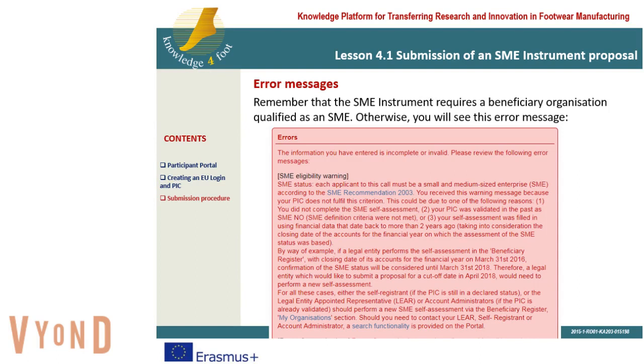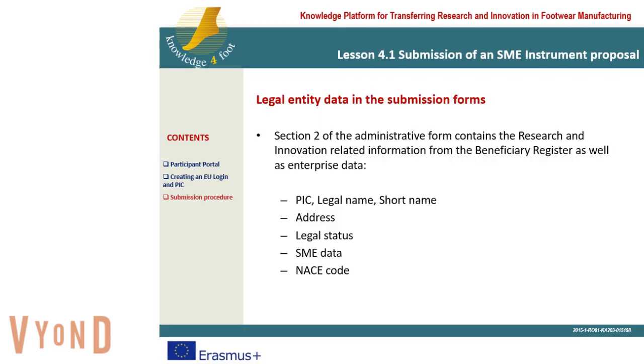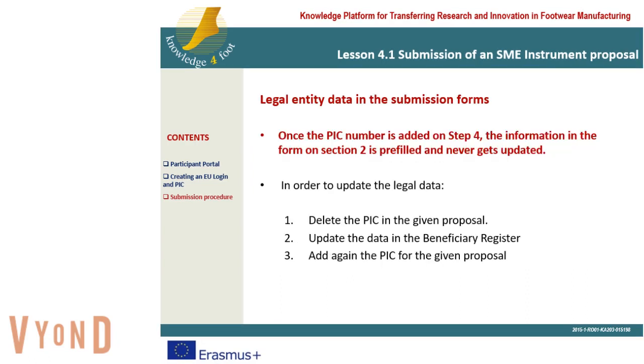Otherwise, you will see this error message, which will block your organization from submitting a proposal for this call. Section 2 of the administrative form contains the research and innovation related information from the beneficiary register: PIC, legal name, short name, address, legal status, SME data, NACE code. Once the PIC number is added in Step 4, the information in Section 2 of the form is pre-filled and never gets updated. In order to update the legal data, delete the PIC in the given proposal.